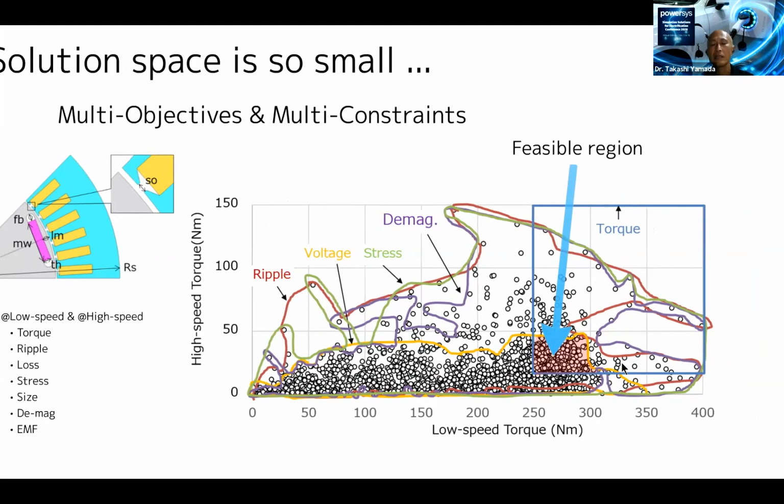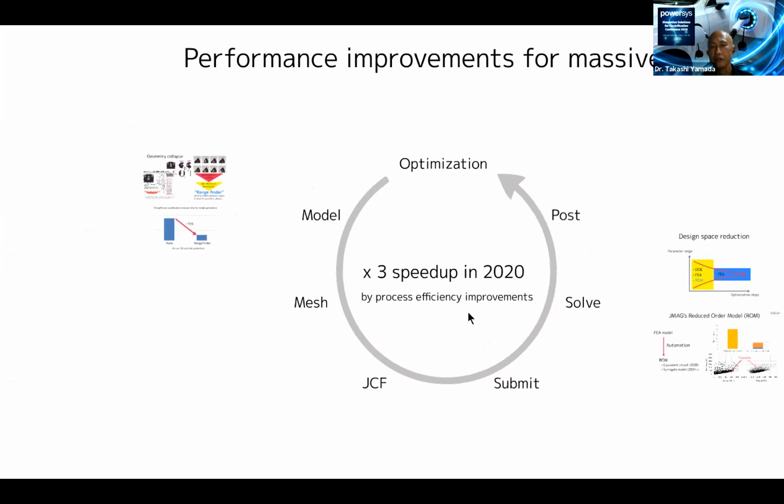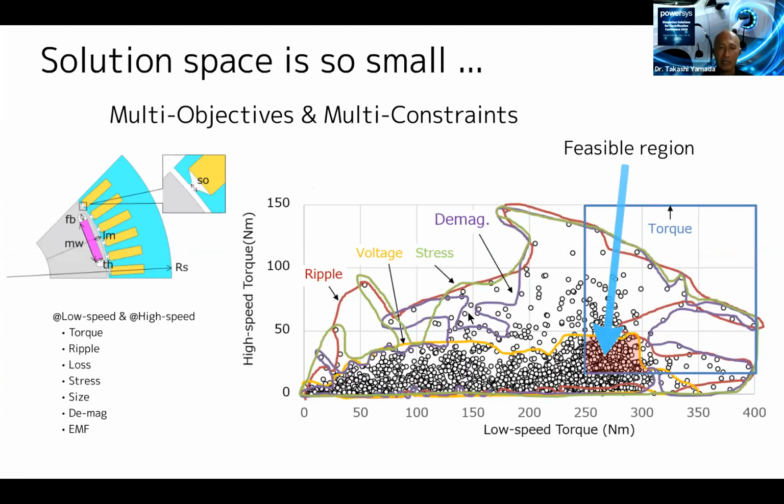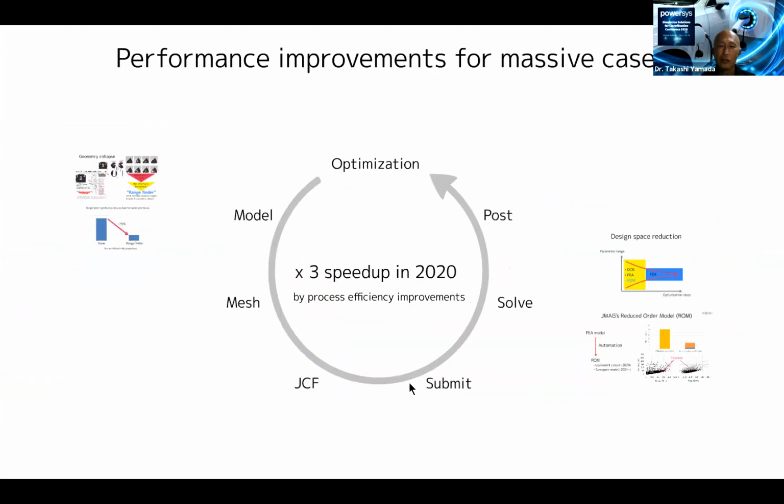Okay, but the problem is that you have to do lots of calculation in this type of optimization process. For example, in this case, you need more than 20,000 cases to achieve an optimized design. Each loop involves making the model, meshing it, outputting the data, submitting, solving, and post-processing. This is simple, but iterating it 20,000 times with no problem is not an easy job.